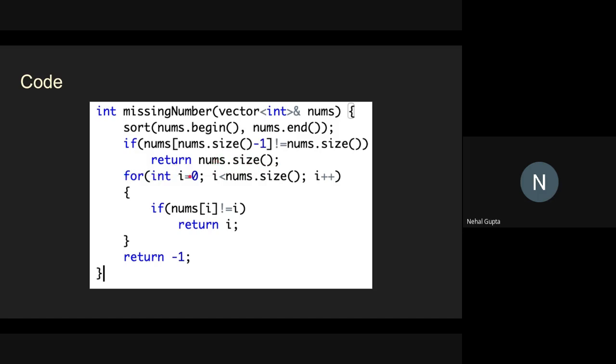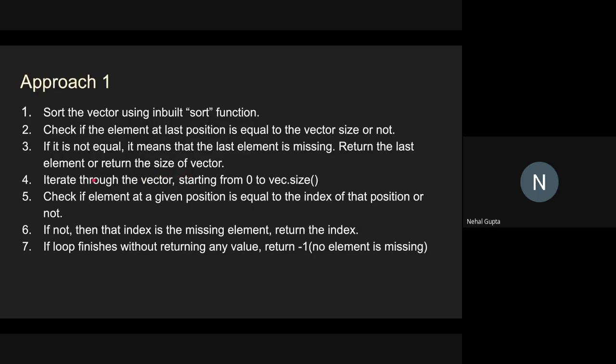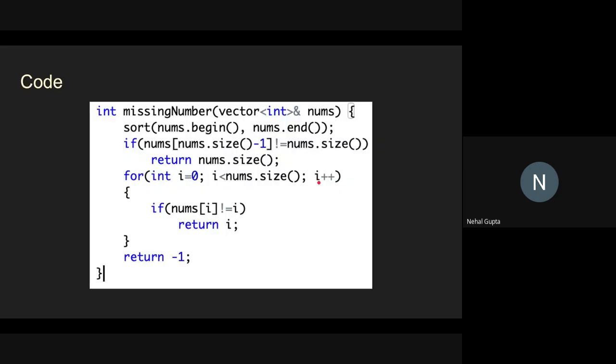What happens in this for loop is, as I told you in the fourth point, you iterate through the vector starting from 0 to vec.size. So i is from 0 and i is smaller than nums.size, because like in arrays, what you do is that i is smaller than the size of the array, right? In normal array questions. So here, nothing is different. The way of writing is different. You just write nums.size and you increment i. This is a normal for loop.